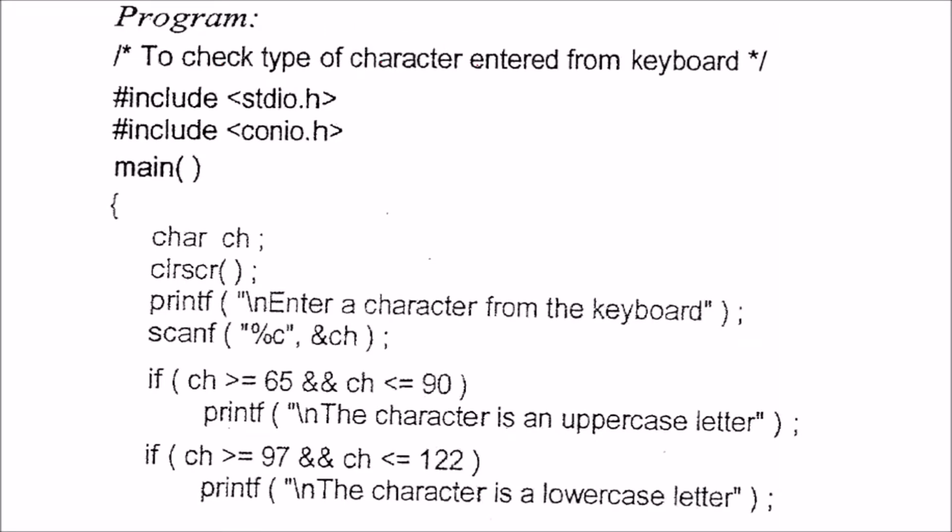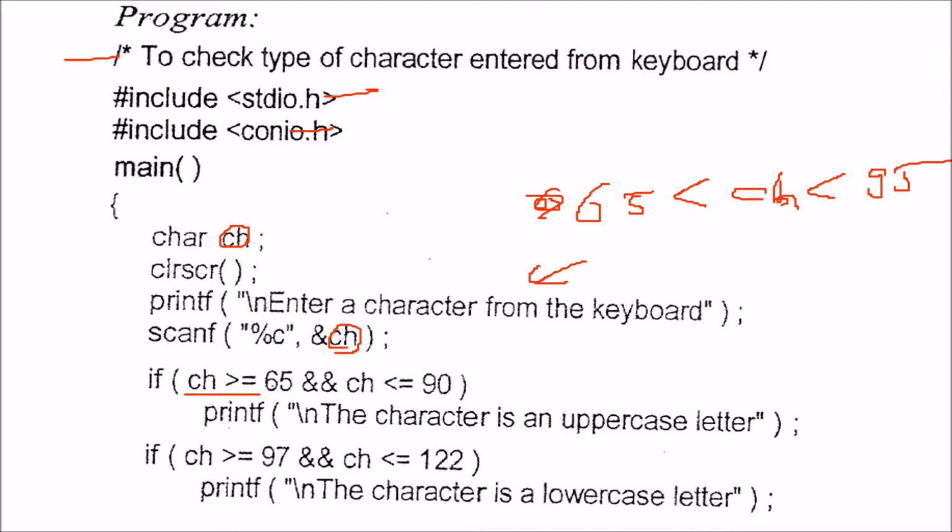How are we going to write it? First of all, to check the type of character entered from the keyboard, we can write this comment, include stdio.h, conio.h, and then we declare a character. This character we have to find out in which category it falls. Then we ask the user to enter the character, and take it in ch. Now the first is to check for uppercase. So if ch is greater than or equal to 65 and less than or equal to 90, then it is uppercase.